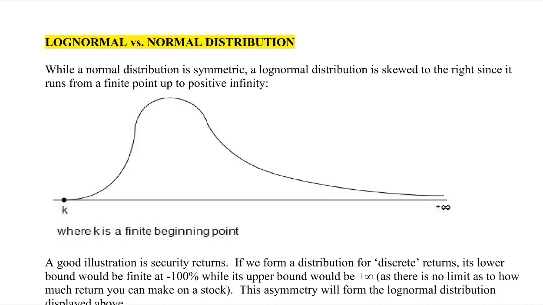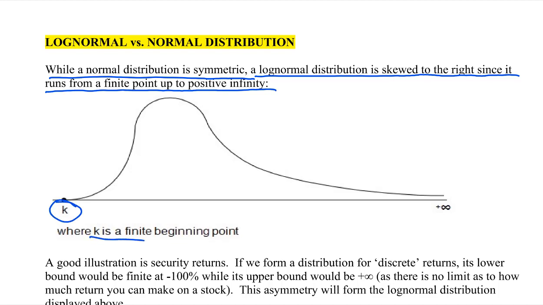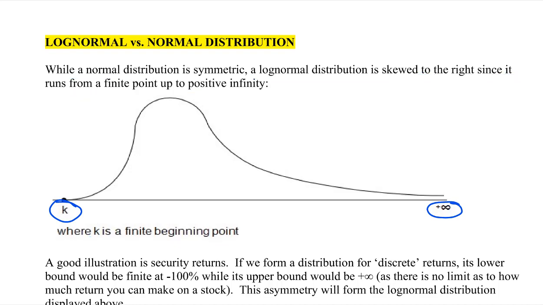Log normal versus normal distribution. While a normal distribution is symmetric, a log normal distribution is skewed to the right since it runs from a finite point up to positive infinity. And you can see that right here. So k represents a finite beginning point, and on the plus side, this variable can have a value all the way up to positive infinity.